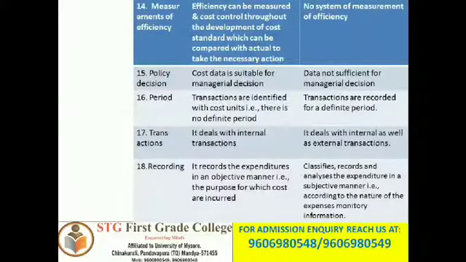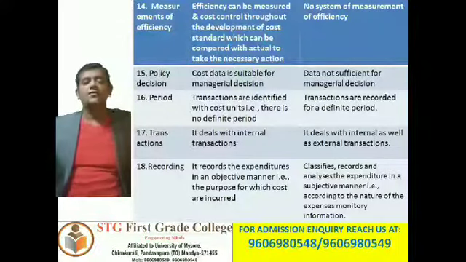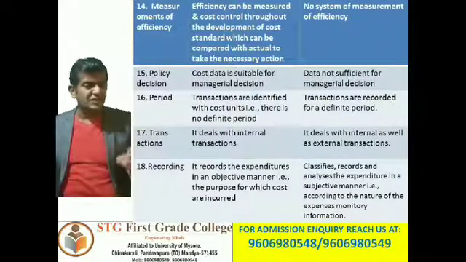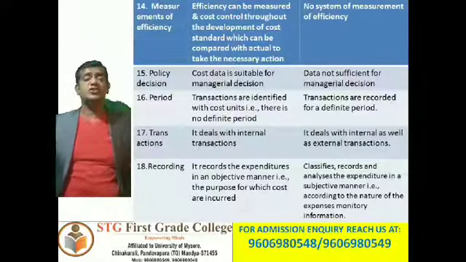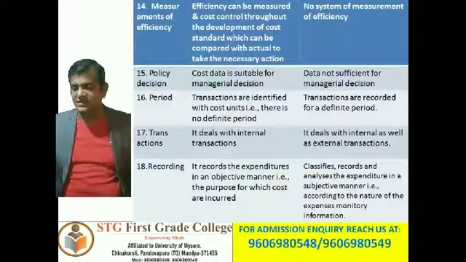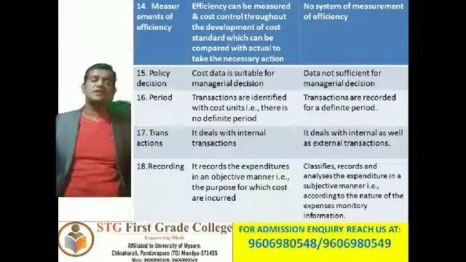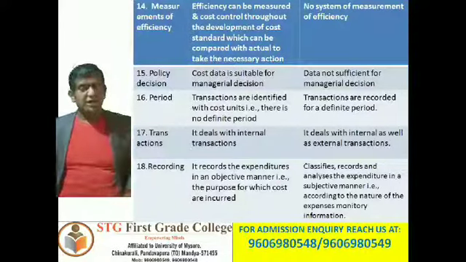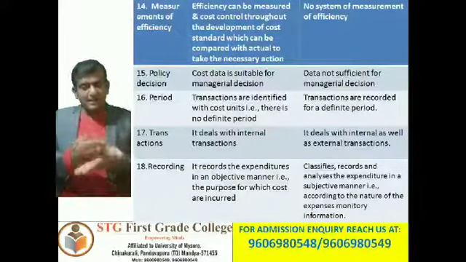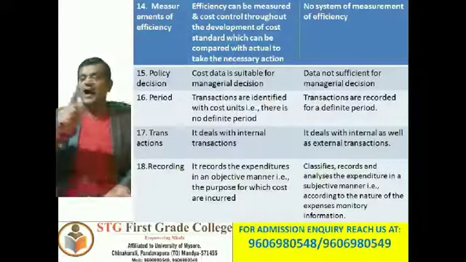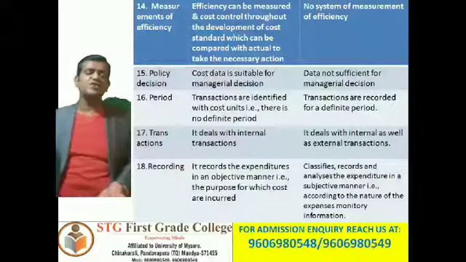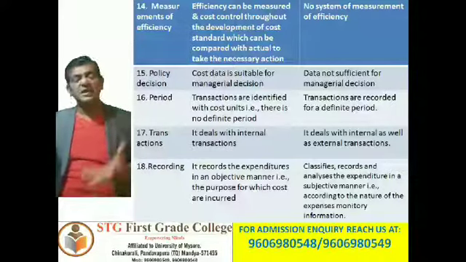Next point, measurement of efficiency. So in cost accounting, yes, of course, we can measure each and every aspect in an efficiency matter. So you can easily measure cost control throughout the development of cost standard, which can be compared with the actual to take the necessary action. As I said, whenever we produce, we prepare a budget. So we prepare a standard costing, so we can always compare the actual with the standard, and we can easily compare. But whereas in financial accounting, there is no system of measurement of efficiency. We cannot measure the efficiency there.